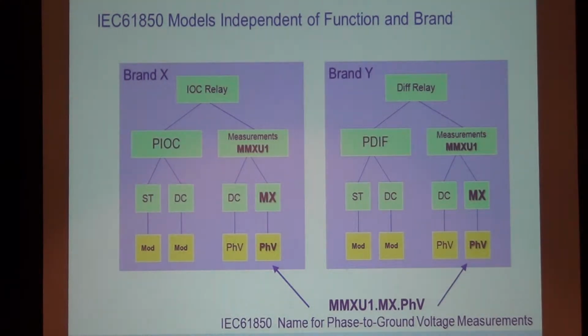And depending on what the brand or the function of the device is, the names are basically the same. In this case here, we have brand X and brand Y. You have an instantaneous overcurrent relay versus a differential relay. They'll have different protection functions in them, but if they're both providing you a phase to ground voltage measurement, the object names for those two are the same, regardless of the function or the brand. So with some minimal training, you can learn to understand what the power system context is for any 61850 device.